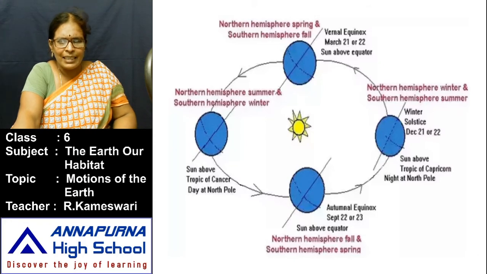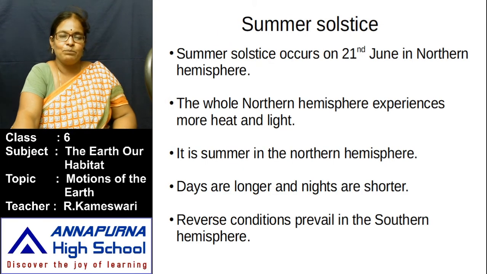Here, March 21st and September 23rd. On these 2 days, the sun rays fall straight on the equator. That's why the whole world receives equal days and equal nights. That's why these 2 dates are called equinox.